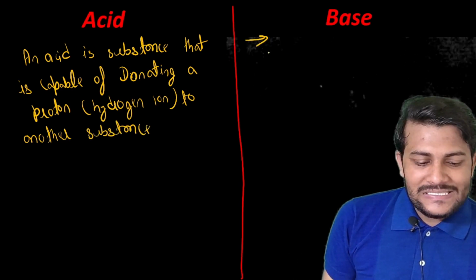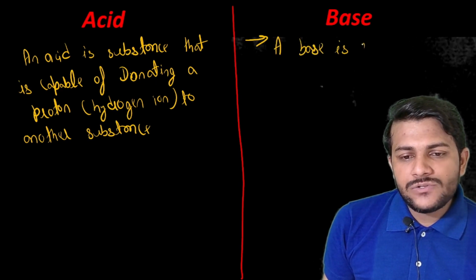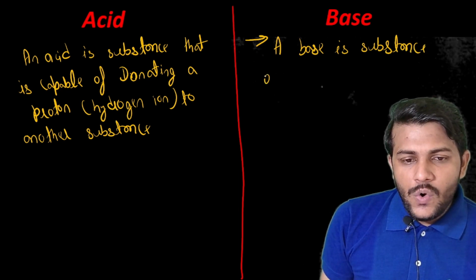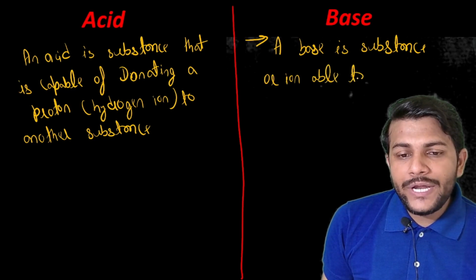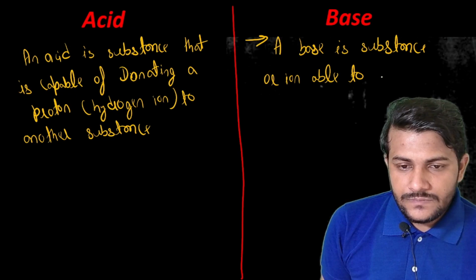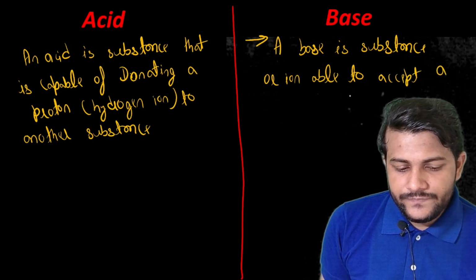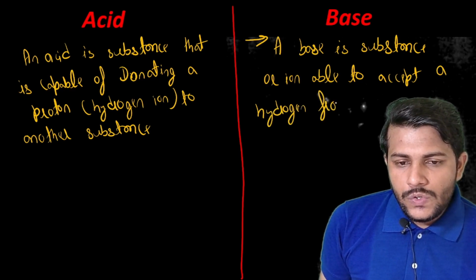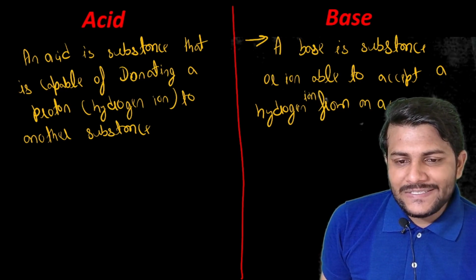Whereas what is a base? A base is also a substance or ion that is able to accept a hydrogen ion from an acid.